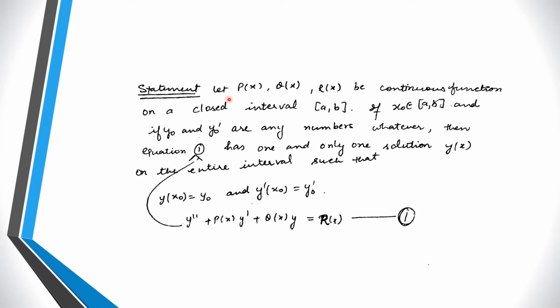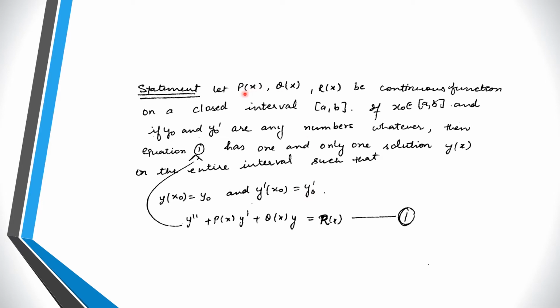Now the theorem says that whenever P(x), Q(x) and R(x) are continuous functions on a closed interval [a, b], and if we choose any point x0 from the closed interval [a, b], and y0 and y0 dash are any numbers, then equation 1, y double prime plus P(x) y prime plus Q(x) y is equal to R(x), a second order linear differential equation, has one and only one solution y(x) on the entire interval, such that the value of the function at x0 is y0 and its derivative at x0 is y0 dash.